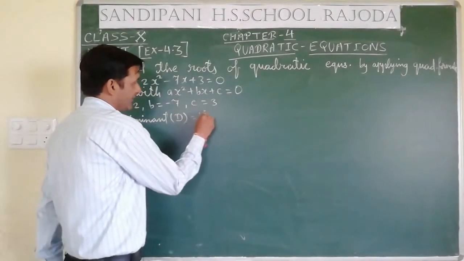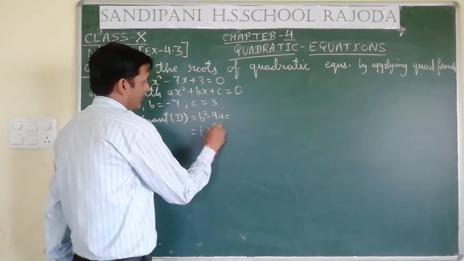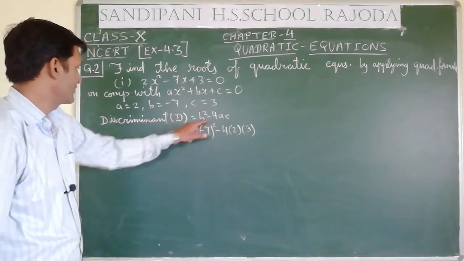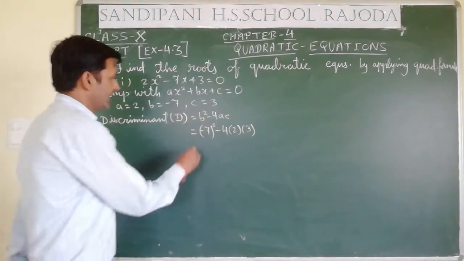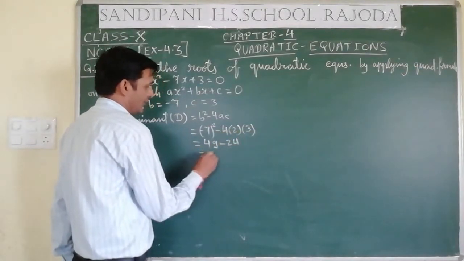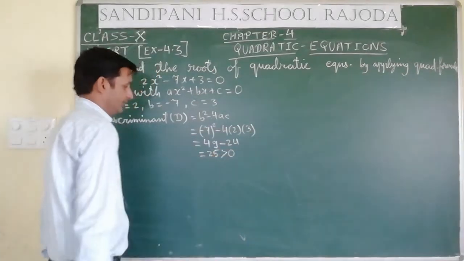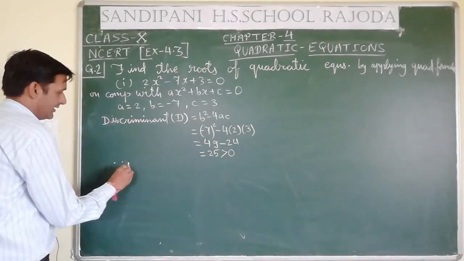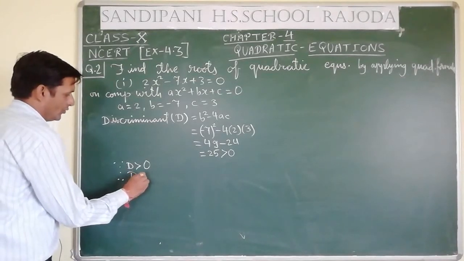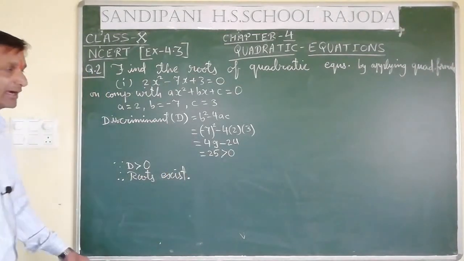The value of discriminant is b square minus 4ac. That is equal to minus 7 square minus 4 into 2 into 3. That is 49 minus 4 eights are 24. So it will be equal to 25, which is greater than 0. Because D is greater than 0, therefore roots exist. Now we may apply the quadratic formula.